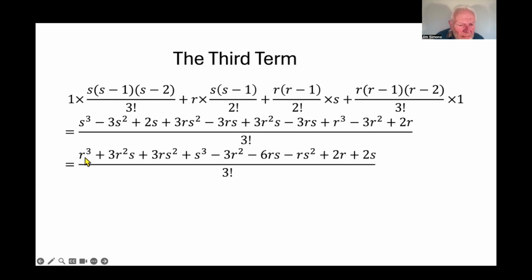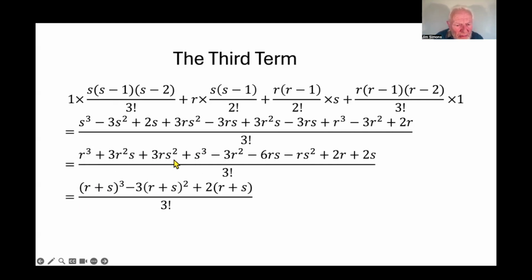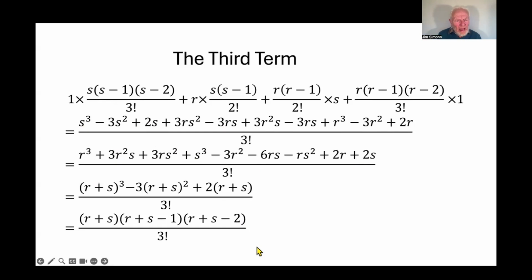And now look what happens here. So that is (r plus s) cubed, isn't it? r cubed plus 3r squared s plus 3rs squared plus s cubed. And this is minus 3 times (r plus s) squared. And this is 2(r plus s). And lo and behold, compare that with this. So it's something cubed minus 3 times that thing squared plus 2 times that thing. So that's what we wanted it to be.